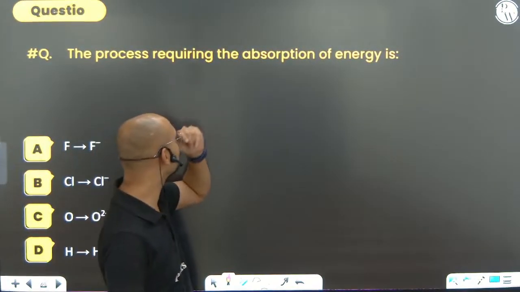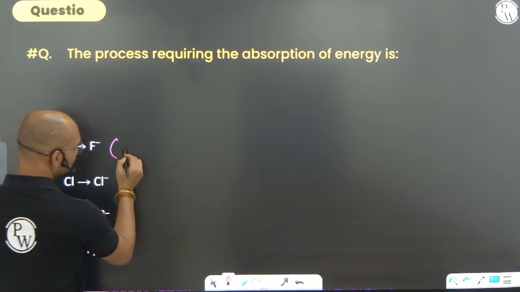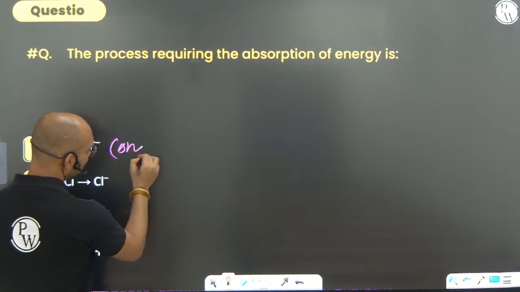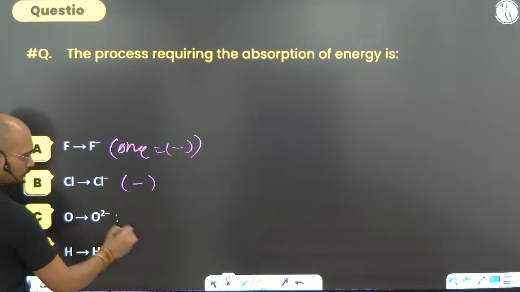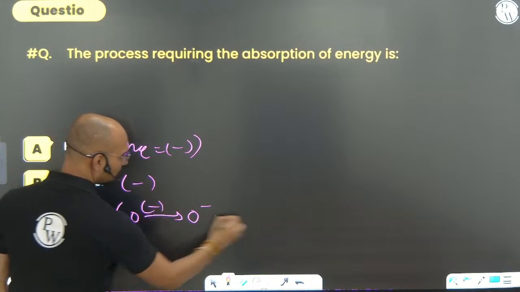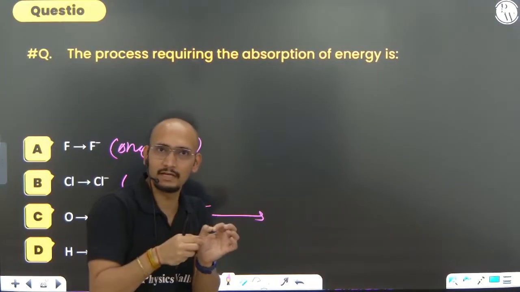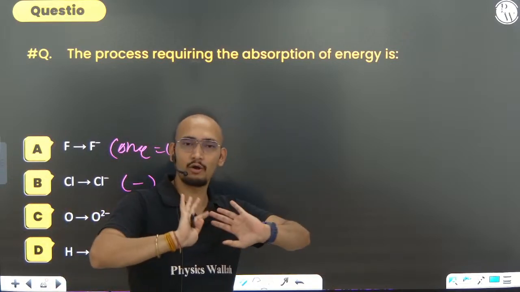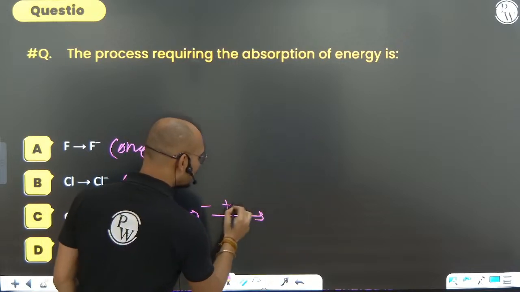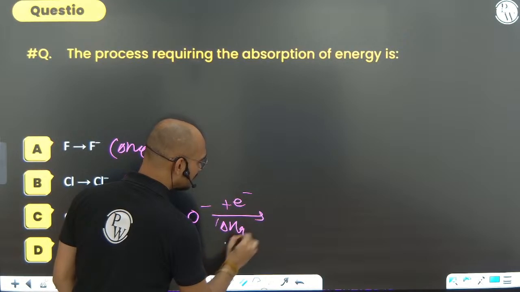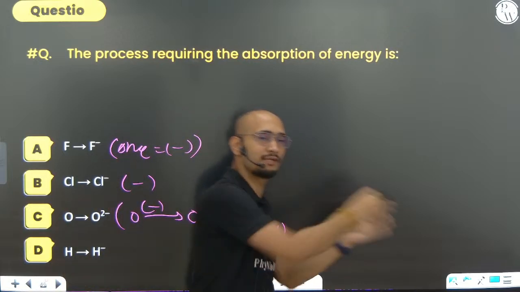Next, the process requiring the absorption of energy: F to F minus? No, because here the energy is going to be released, because electron gain enthalpy delta HEG is negative. Cl to Cl minus, here also delta HEG is negative. Here, from oxygen to O minus, it is negative. Once we try to give one more electron, because oxygen is a small atom and already has one extra electron, that electron tries to push the incoming electron, because it is already negatively charged. If you try to give one more electron, it is not going to take it. So delta HEG2 is going to be positive. So you have to give energy from outside to take one more electron.